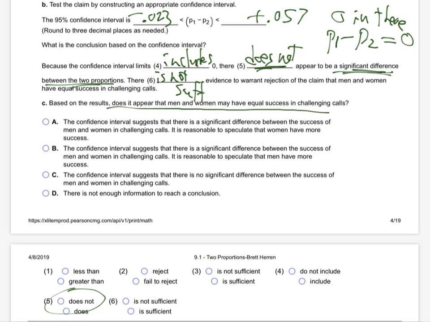Based on the results, does it appear the two have equal success? The confidence interval suggests that there is no significant difference. Does that make sense? So if 0 is in your confidence interval, there's a good chance those things are the same, whatever it is you're measuring, because their difference is 0. If 0 is not in your interval, then it's not reasonable to assume that they could be the same. It's very likely they're not the same. All right. Is that good? Have you had enough?